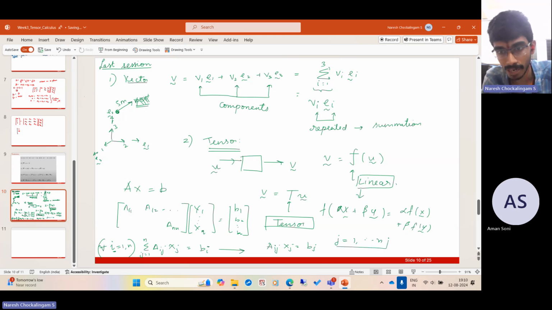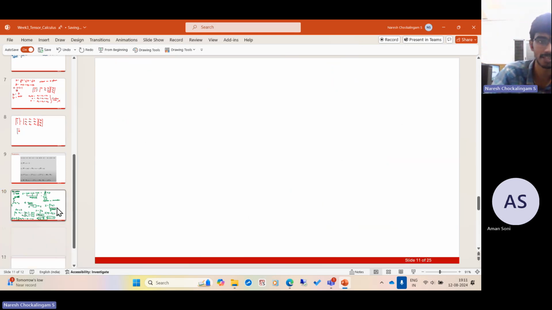Why is the summation implied only over j? Because j is a repeated index. Whenever you have a repeated index, summation is implied. And when you have a free index, it means the equation holds for every such i going from 1 to n. So this was the concept of free indices and repeated indices.